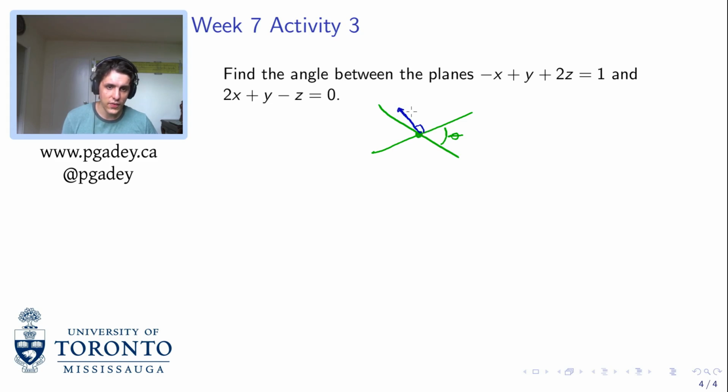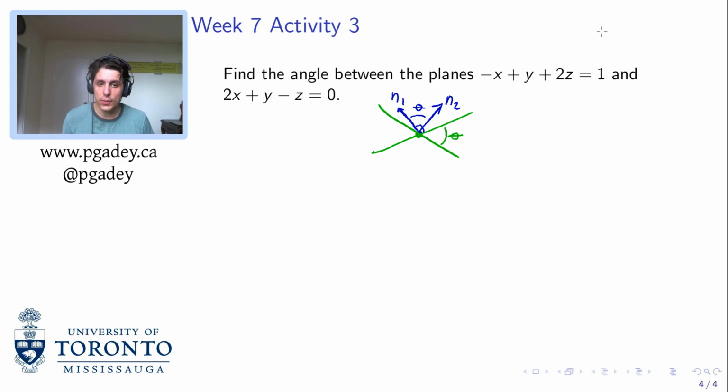And then we can get a normal for the second plane as well, right? And that angle theta, if we rotate it 90 degrees, is going to become the angle between those normals. So we're going to have the same angle here. So to calculate the angle between these planes, it suffices to calculate the angle between their normals.